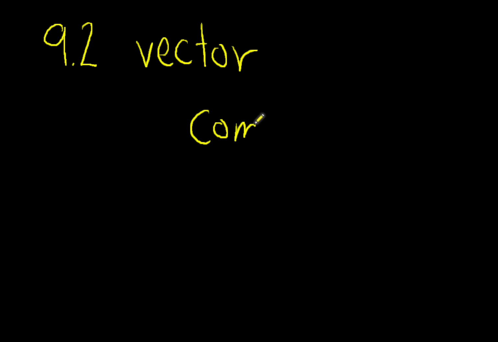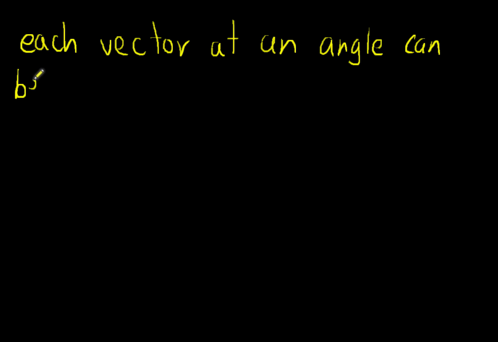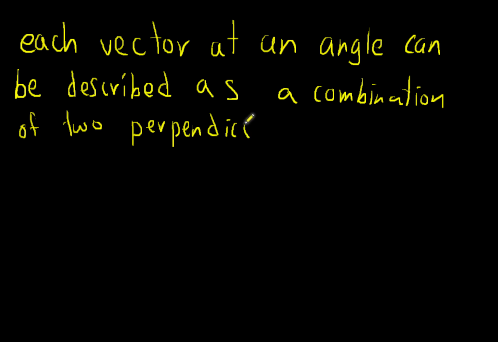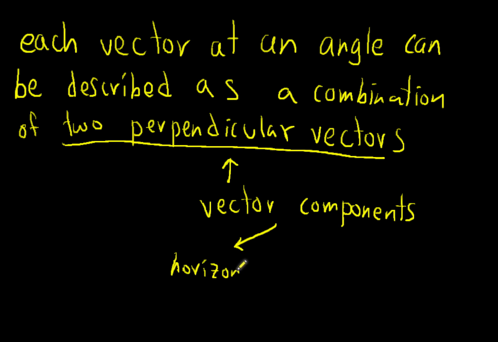9.2 Vector components. Each vector at an angle can be described as a combination of two perpendicular vectors. We call these its vector components. The horizontal component, the one that goes along the x-axis, is called the x-component. The vertical component will go along the y-axis, so it's called the y-component.